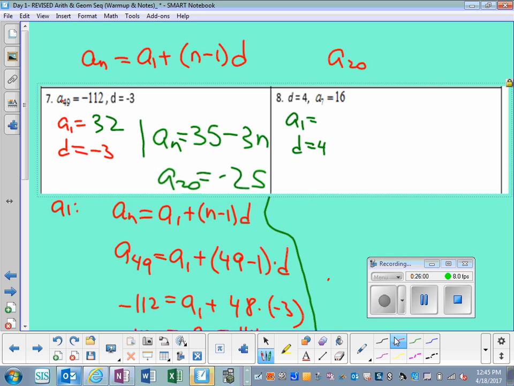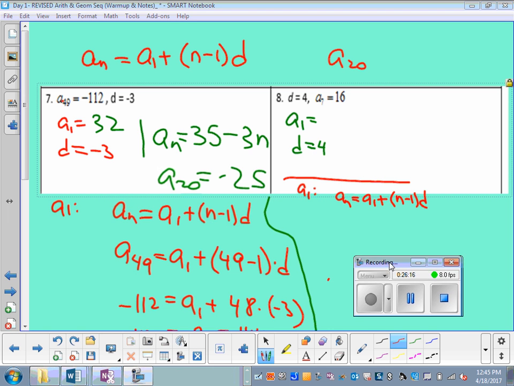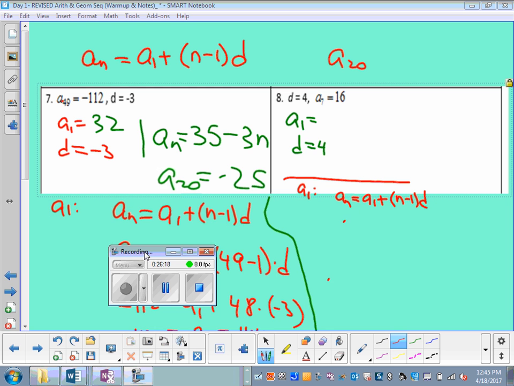I don't know a1, however, I do know a7. So, if I just start with my generic formula, an equals a1 plus n minus 1 times d, and take my a7, it equals a1 plus 7 minus 1 times d, right? So for a7, I use 7 instead of n. But I do know what a7 is. It's 16 equals a1, which I do not know, plus 7 minus 1 is just 6 times d, which I do know is 4.